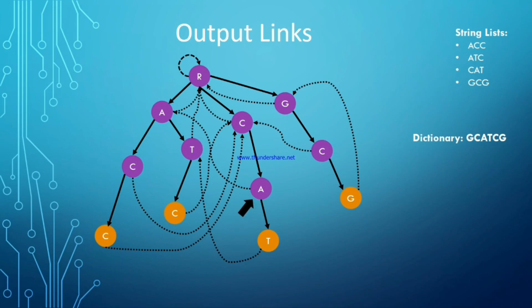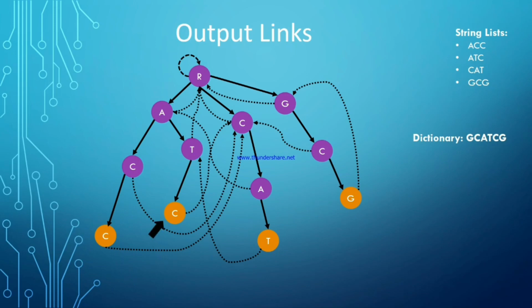A will find, where is my T? So the next step is finding T. So here is my T. T will search: is there any C? So this T is our output link, and this T will also find C. So this T is connected to this T, and this T can find C.